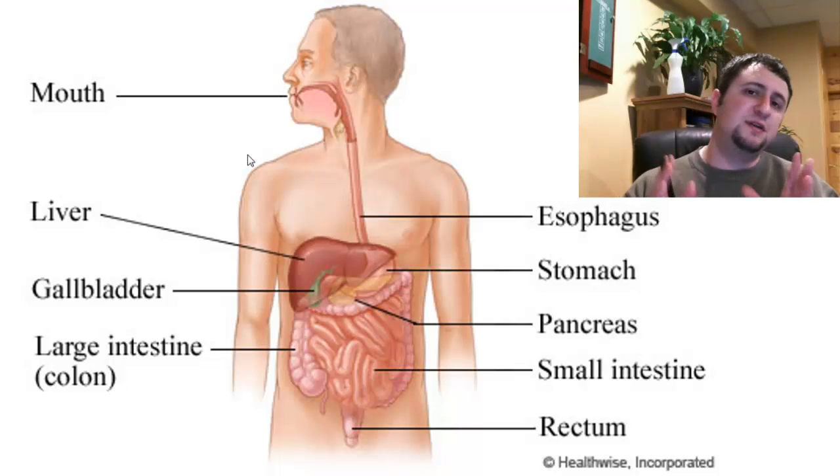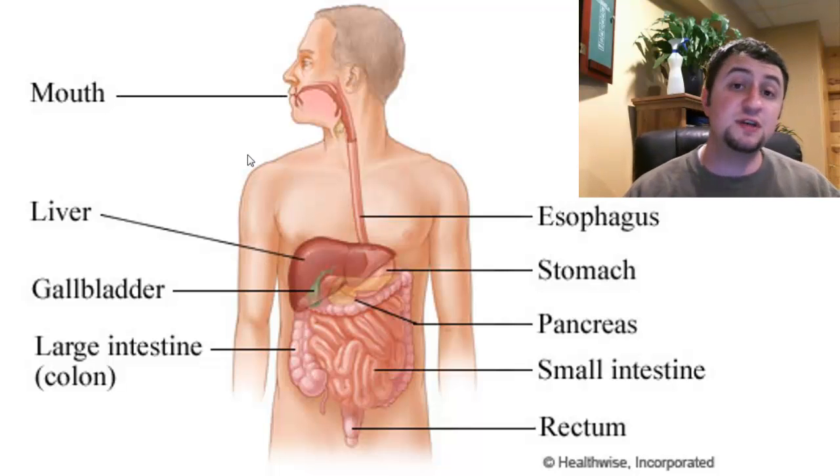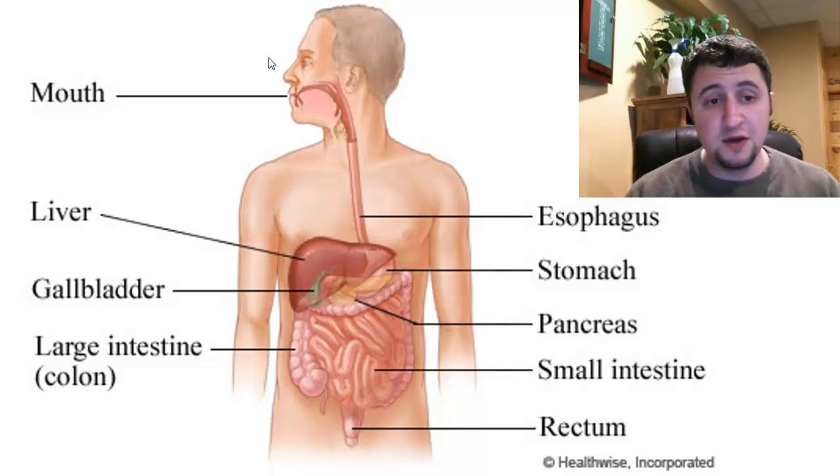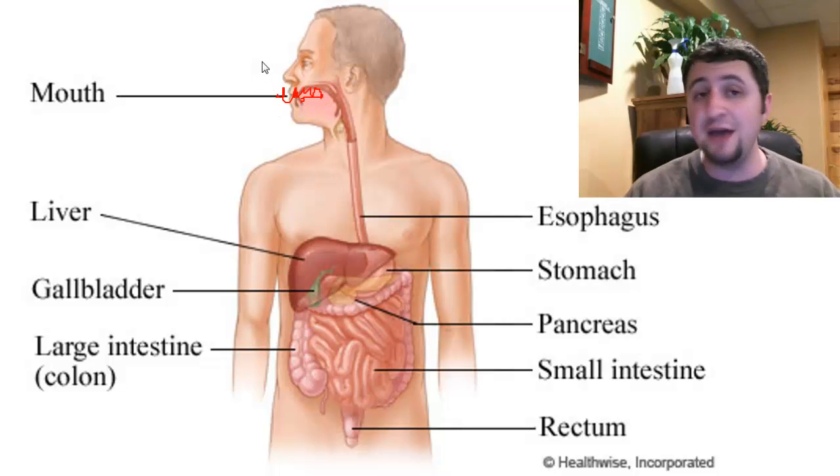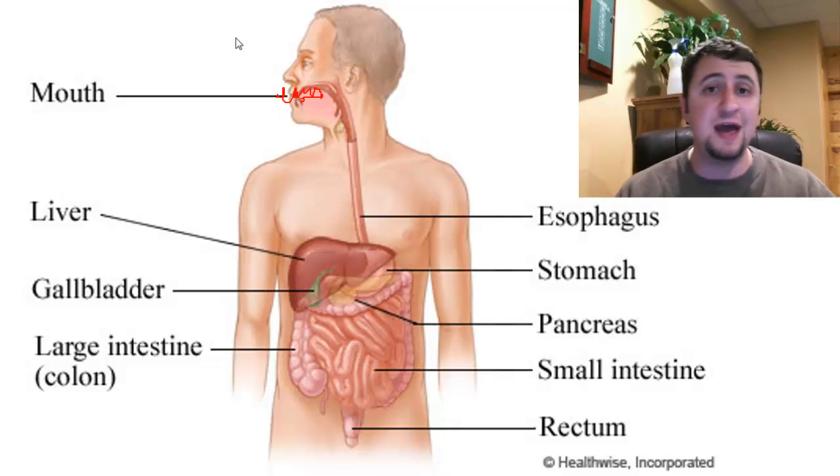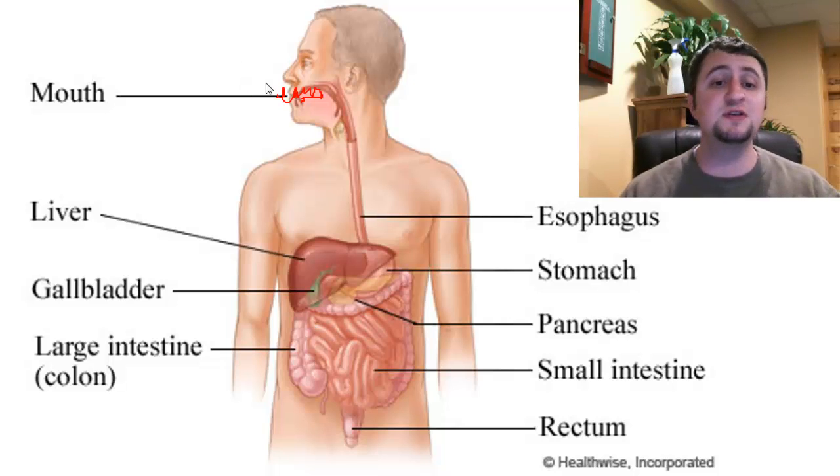All right, so here's a diagram of the digestive system, starting with where you eat it to where you leave it. So it all starts over here in the mouth. Food will enter into the mouth right here. Saliva will be added. The amylase will be added, which will start the chemical digestion of starch.